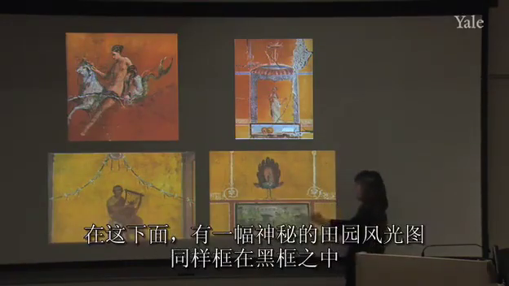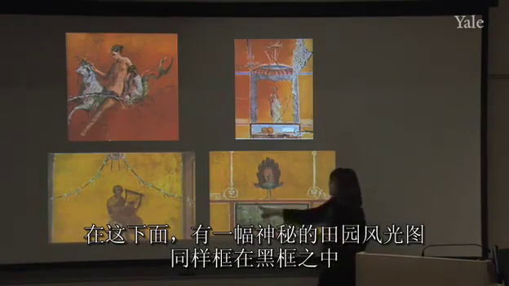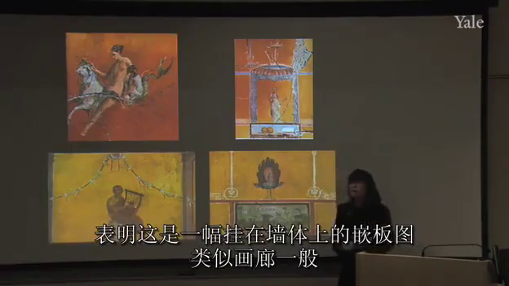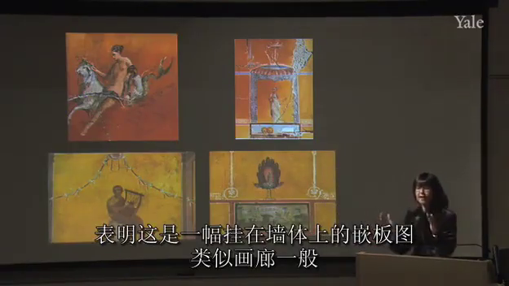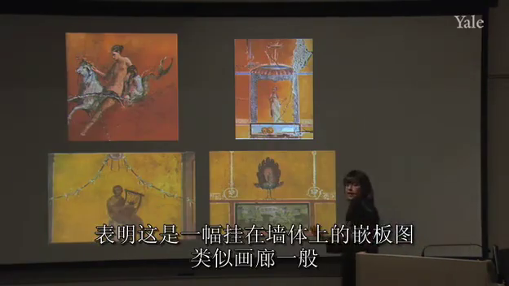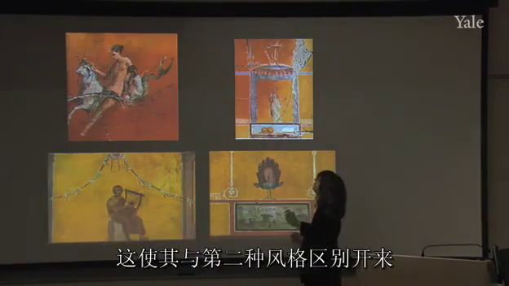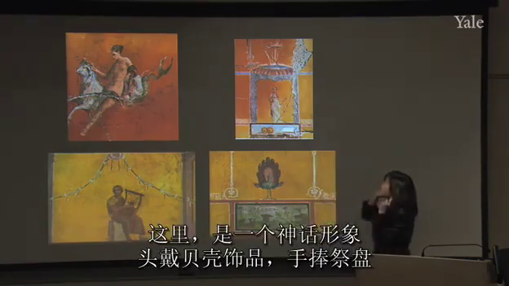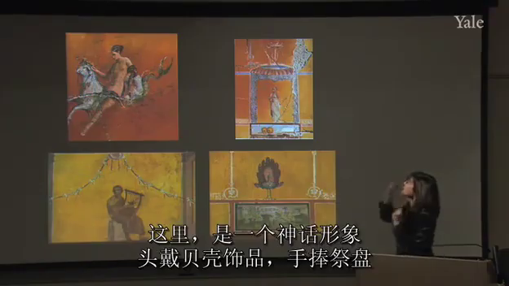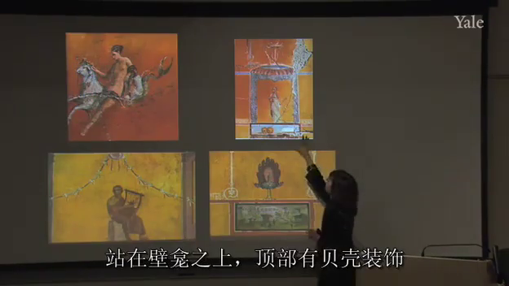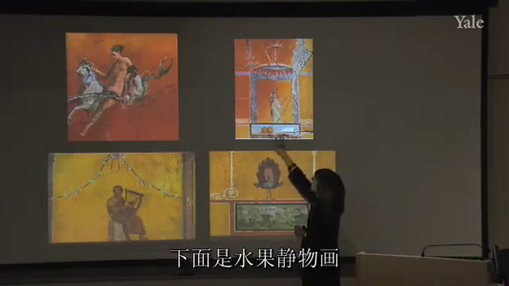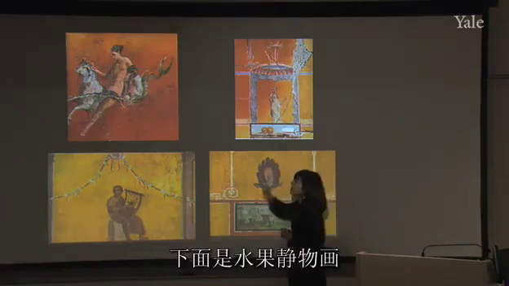space. And then below that, one of these sacro-idyllic landscapes, again framed in black, making it clear that we are to read this as a panel picture hanging on a flat wall, a kind of picture gallery, in a way that's very different from second style. Up here, a mysterious figure with a sacrificial dish standing in a niche with a shell decoration at the top, and then a still life painting with fruit down below.